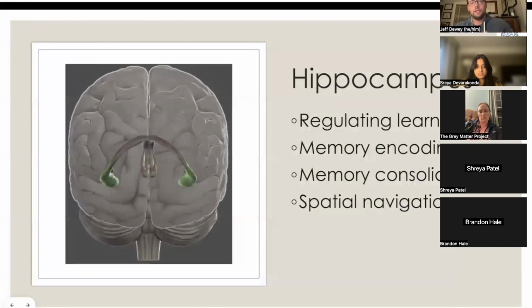So the hippocampus is a major structure in the limbic system. It has a lot to do with memory. It has a lot to do with learning, which really is partly a memory function. And it also has some influence on spatial navigation.